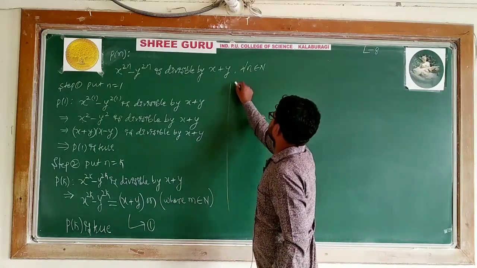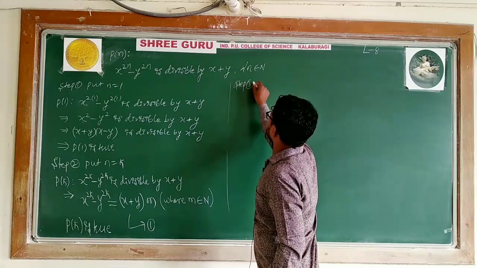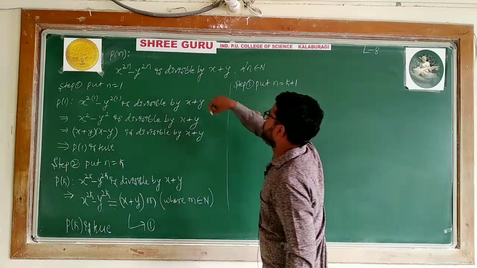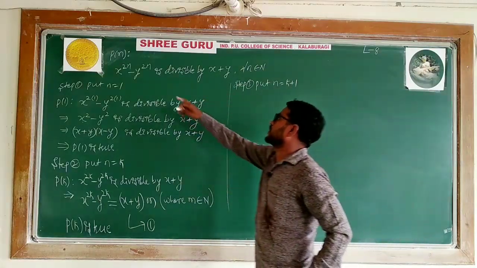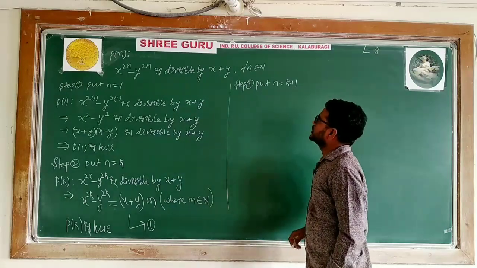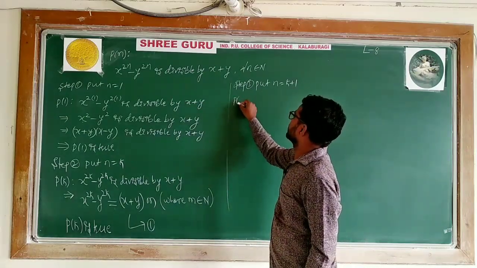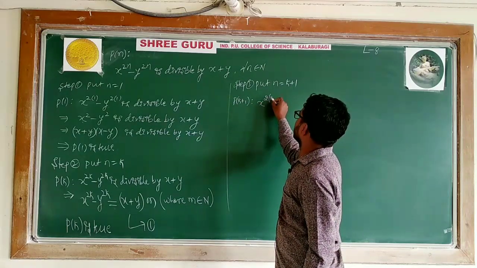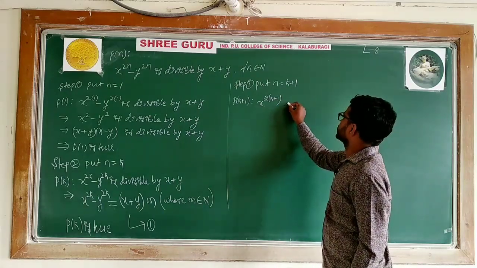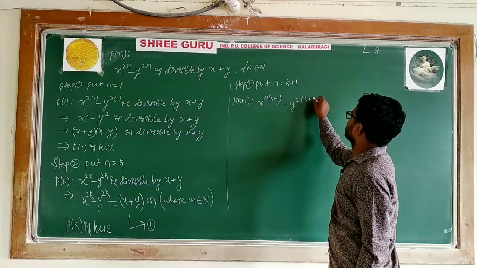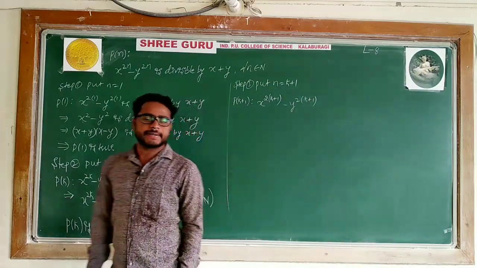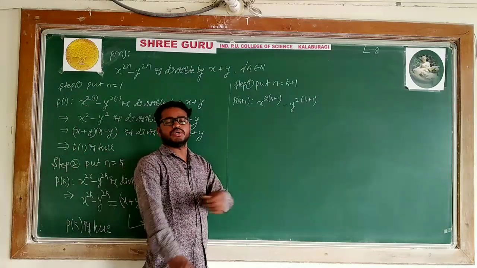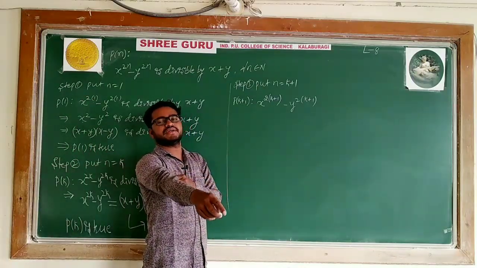Now step 3. Put n is equal to k plus 1. Taking this, you have to prove that x to the power 2 into k plus 1 minus y to the power 2 into k plus 1 is divisible by x plus y. That means I will write P of k plus 1. Listen to me. This is divisible by x plus y means you have to prove this is equal to x plus y into something.